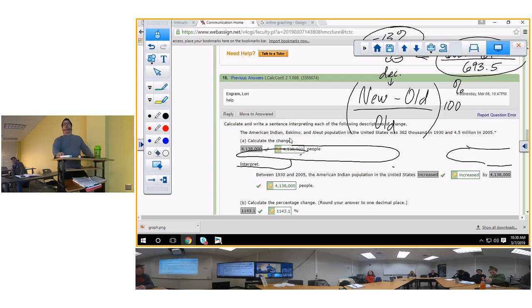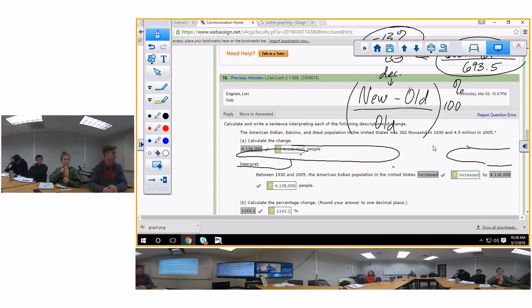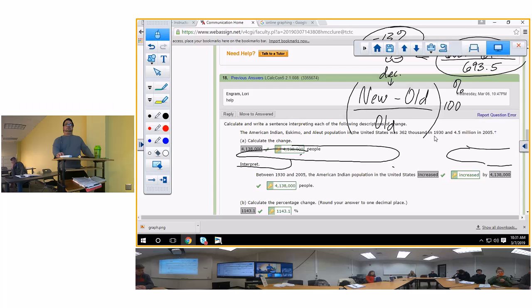Population, okay, that's another. Calculate the change. Which one's the old? The first one, thank you. 1930. So it'd be 4.5. Now you're going to have to change, you're going to have to do 4.5 million. You'll have to do your zeros, or do your scientific notation, or do it in the calculator. 4.5 million. So that's 4,500,000 minus 362,000, or put that in scientific notation.